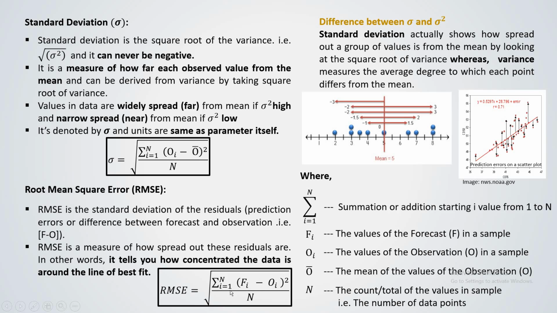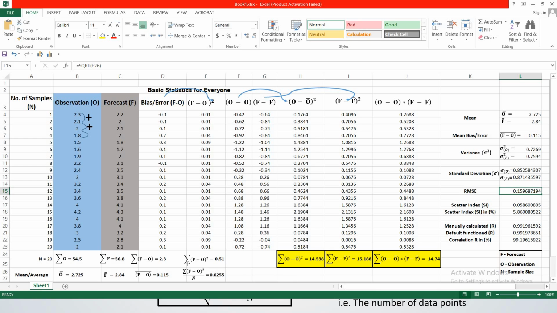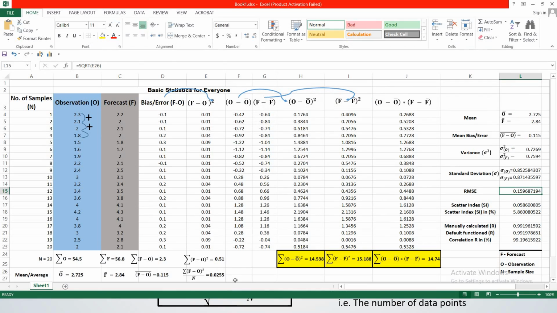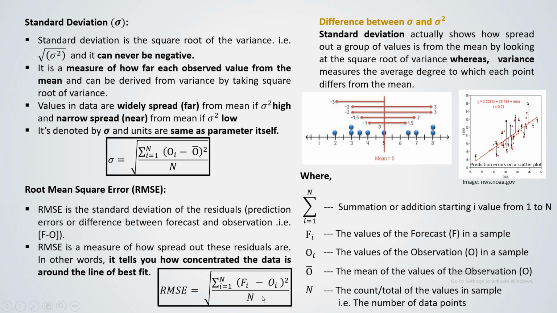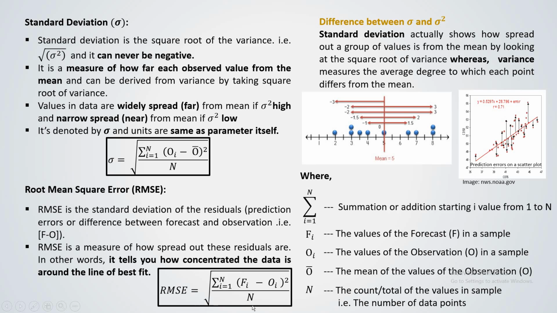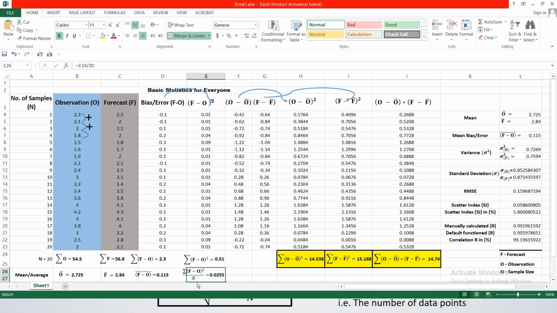So we have the whole numerator term here. Sigma (f minus o) squared is what the numerator of this RMSE formula is. Am I right? Sigma (f minus o) squared is 0.51, and we also have n in the denominator. This whole part belongs to the numerator and denominator, that is, sigma (f minus o) squared divided by n. And I computed this numerator as well as the denominator.